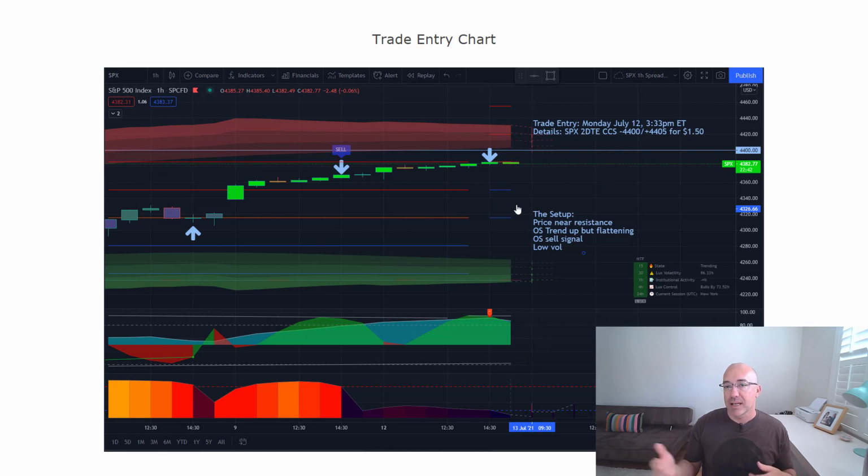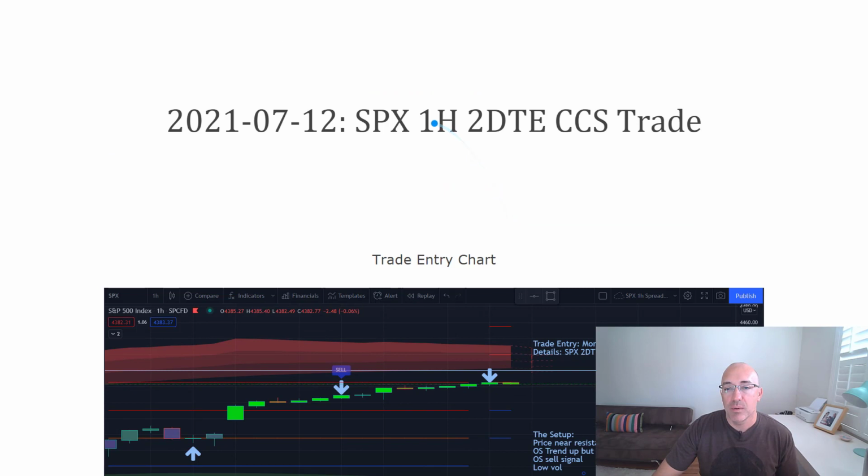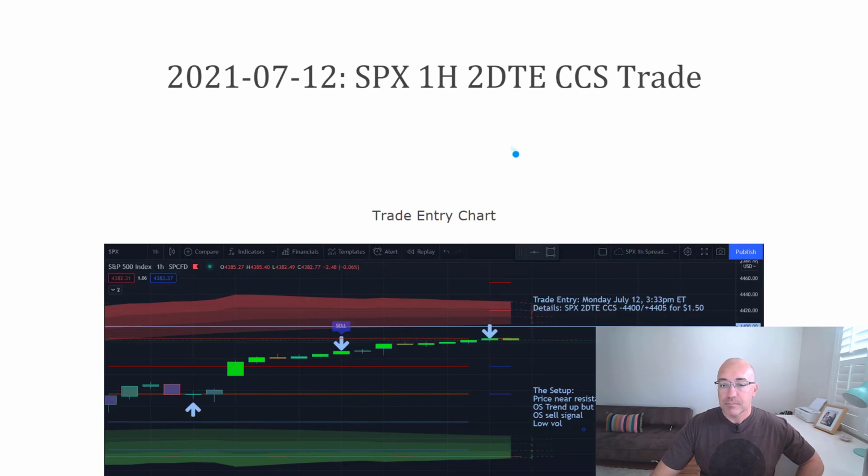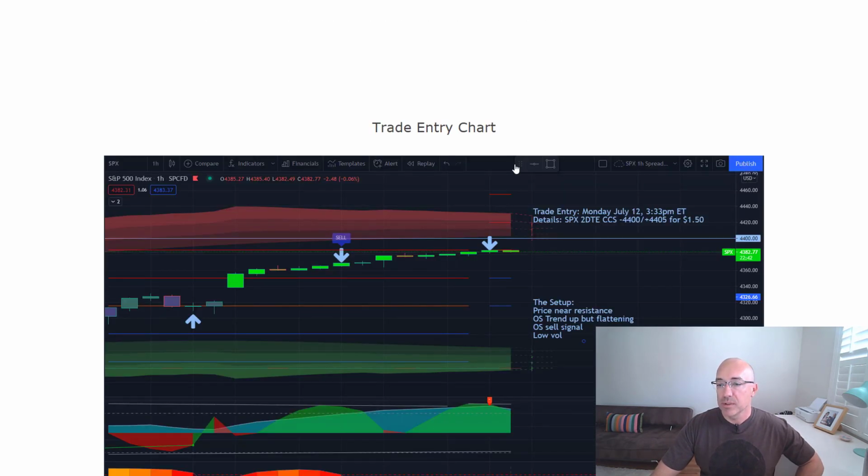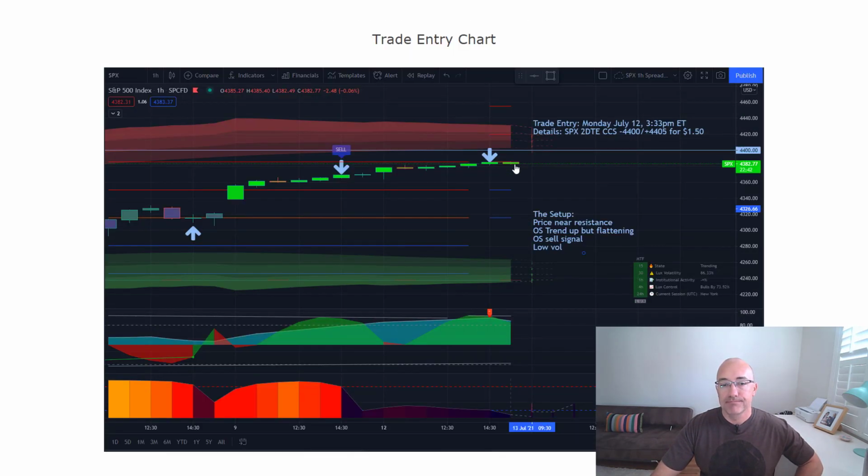Yes, you can trade directional, but what we're trying to do is trade relatively non-directional and really just say, hey, we just don't think the stock is going to go up over this period of time. And again, when we go back to this, we're looking at a 1 hour chart, and this is a 2 day credit spread. So that's the time frame that we're looking at. So if we look at the chart, I'm going to walk through some of the Lux Algo pieces here.